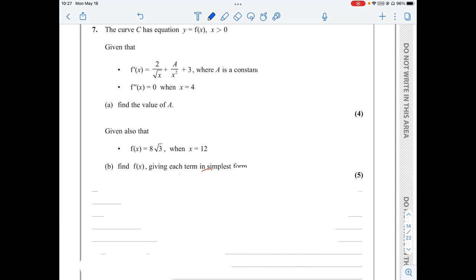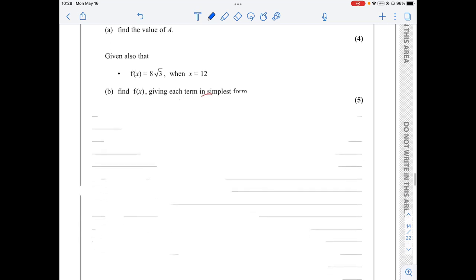Question number 7. f prime x is given, f of x is defined for x greater than 0. f prime x is given, and f double prime x equal to 0 when x is equal to 4. Find the value of a. Given also that f of x is equal to 8 root 3 when x is equal to 12, find f of x.